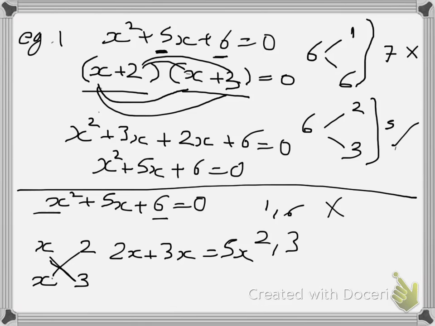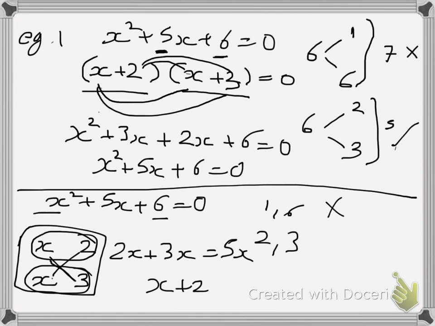So that means the 2 and 3, when I multiply, give me 6, and when I do the cross product and add it, it gives me 5x. So these are the two factors I can make for this quadratic equation. Now how do I write it? In this box, how do I write my factors? I'll just combine this and this and write it. It's x plus 2, x plus 3 equal to 0.